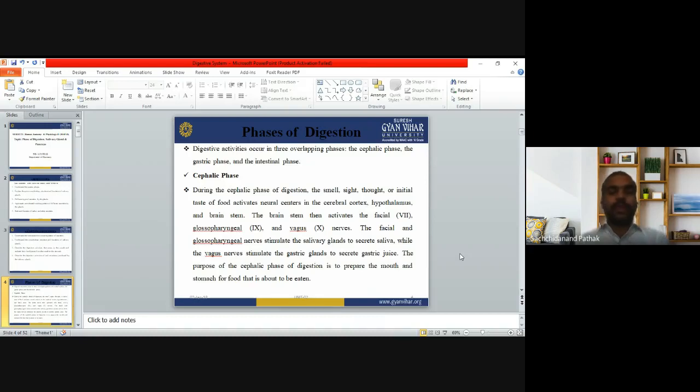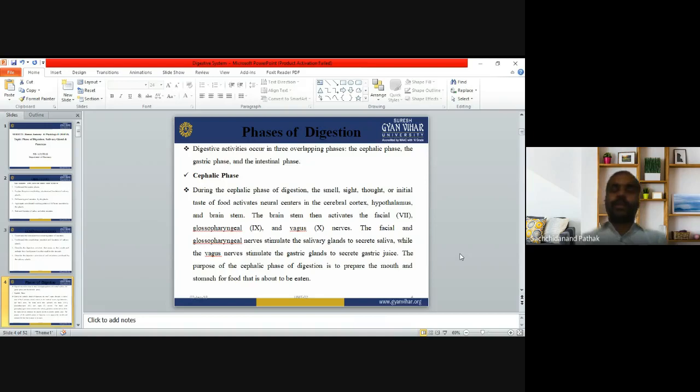During the cephalic phase of digestion, the smell, sight, thought, or initial taste of food activates the neural center in the cerebral cortex, hypothalamus, and brainstem. Brainstem then activates the facial, glossopharyngeal, and vagus nerves. The facial and glossopharyngeal nerves stimulate the salivary gland to secrete the saliva, while the vagus nerve will stimulate the gastric glands to secrete the gastric juice. So the purpose of the cephalic phase of digestion is to prepare the mouth and stomach for the food that is about to be eaten.